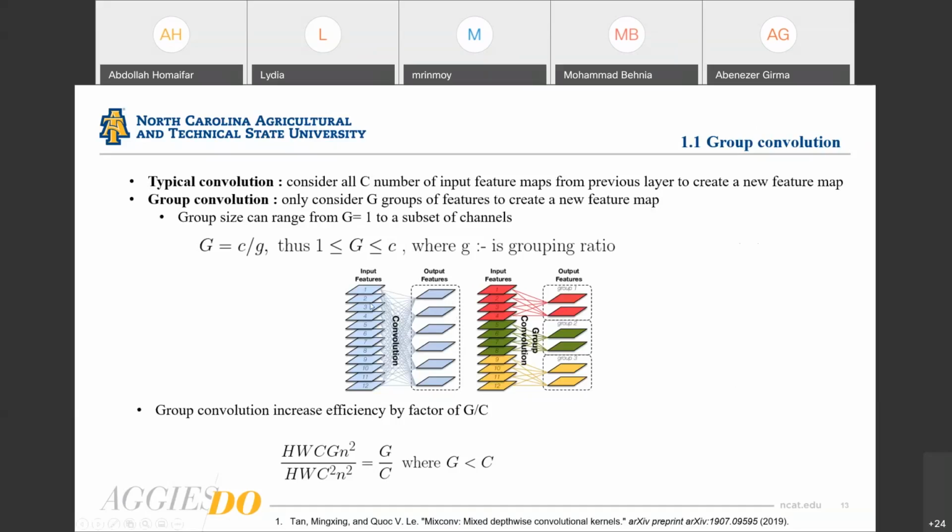Such an approach is becoming very famous, and it has also been used by one of the recent architectures called ShuffleNet. They used this method and significantly reduced their architecture's computational cost. In our case, we also used this method, and we were able to reduce the computational cost by a factor of G over C. G stands for the number of channels in each group, and C stands for the number of channels.